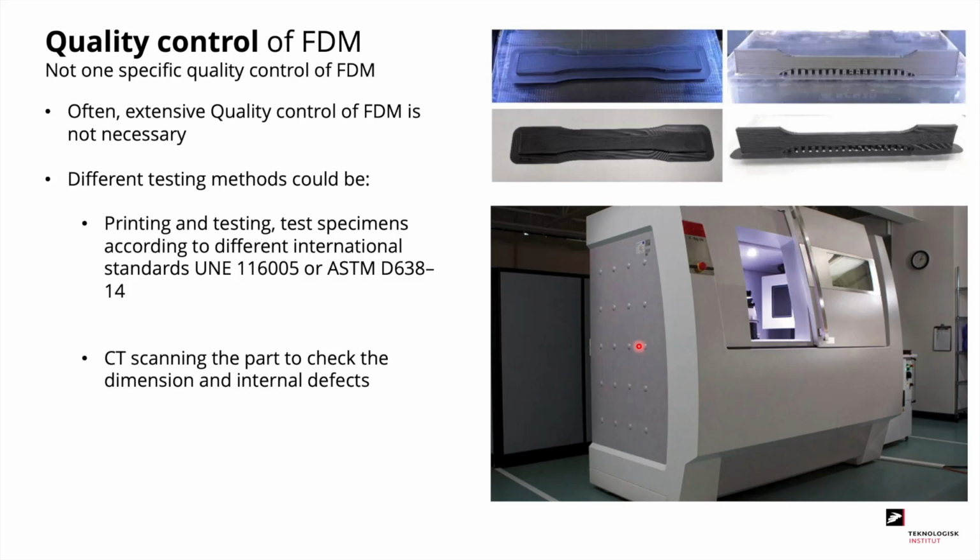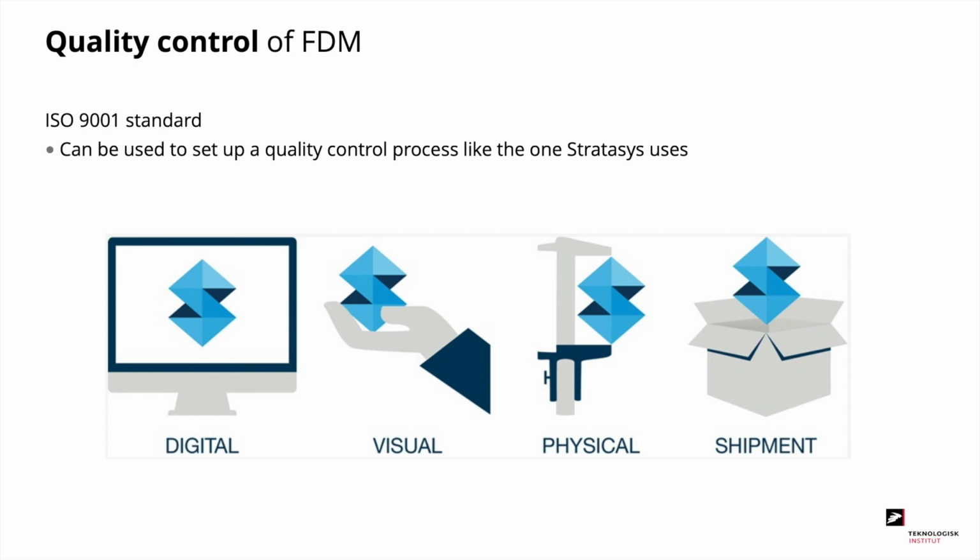To give an example of how quality control could look for FDM printing, here you can see the quality control process from Stratasys, where they have 4 main areas where they check the quality. First, you have to make sure that the part is printable and the dimensions are as the customer wants. Then they have the visual inspections. Then they do physical measurements of the parts, and then they do a checkup when they ship the parts.